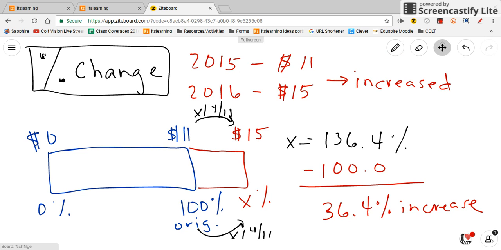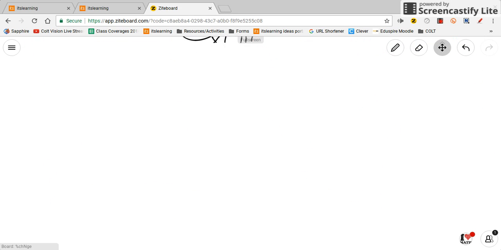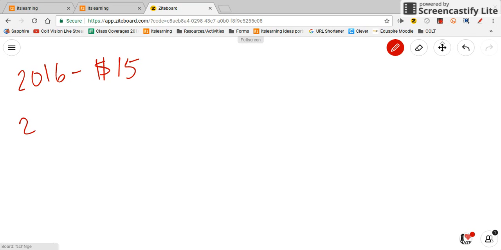The process is the same if we talk about a decrease. So let's do the hats again, and let's say this time the 2016 hat was $15. That's where it was. But now I'm going back on opening day this year, and the 2017 hat has been reduced. It's only $13 now. Now I have a decrease. I want to know what is the decrease in price.